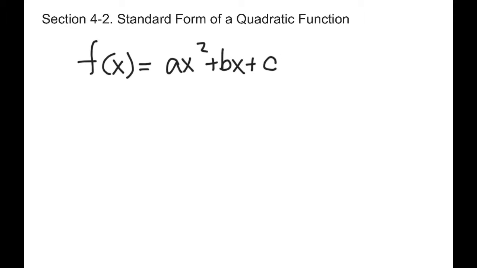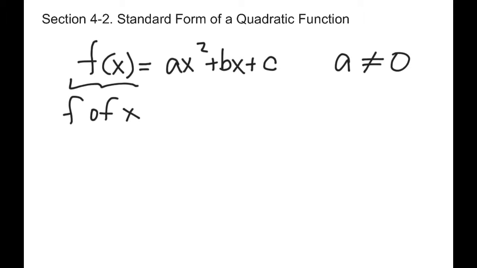This is section 4.2 from the handout or Pearson book, standard form of a quadratic function. The standard form of a quadratic function is f of x equals ax squared plus bx plus c, where a is not equal to 0. Just as a reminder, this is pronounced f of x, and f of x is actually the same thing as saying y. It's just another way of writing the output of a function.